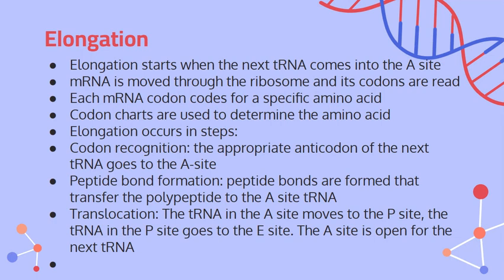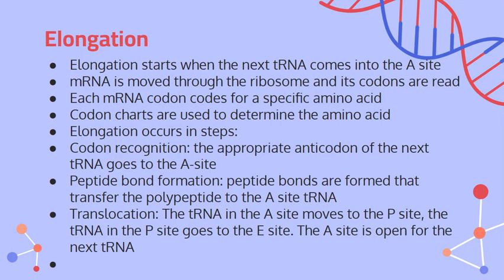Elongation starts when the next tRNA comes to the A site. The mRNA is moved through the ribosome as the codons are read. Each mRNA codon codes for a specific amino acid, and we use that codon chart that we saw to determine those amino acids. Elongation occurs in steps. Codons recognize the appropriate anticodon in the next tRNA, and that goes to the A site.